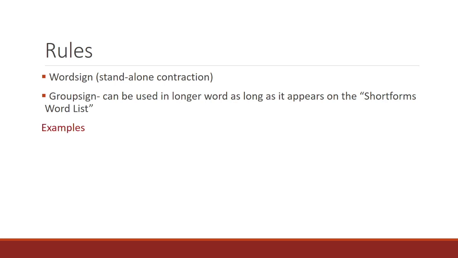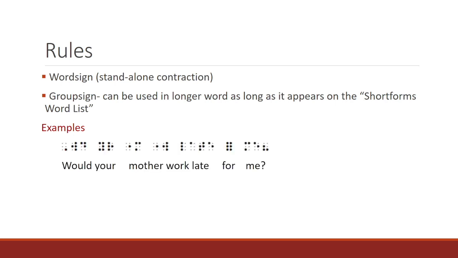Here are examples of some short form words used in sentences. The first example sentence is, would your mother work late for me? This sentence has two short form words, would and your. Notice that there are also two .5 initial letter contractions, mother and work. And lastly, the strong contraction FOR is used in the sentence.